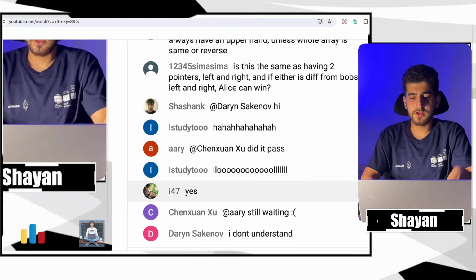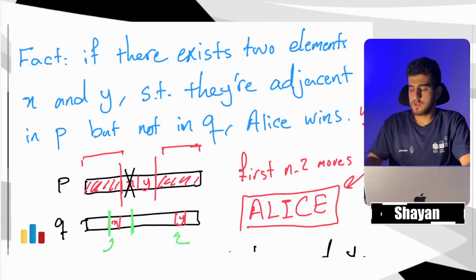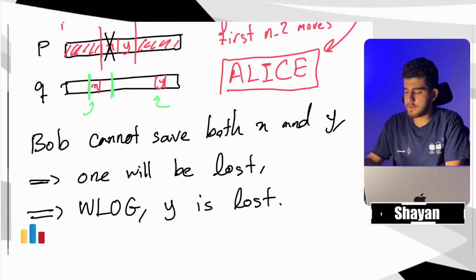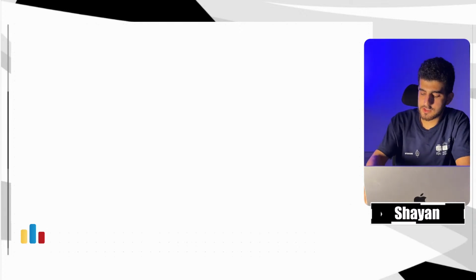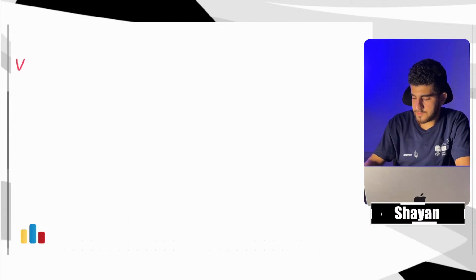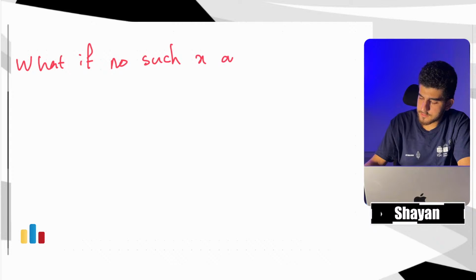Okay, awesome. So now, this is the first case, but what is the second case? What if no such x and y exist?